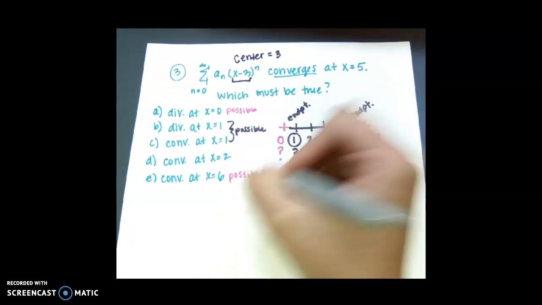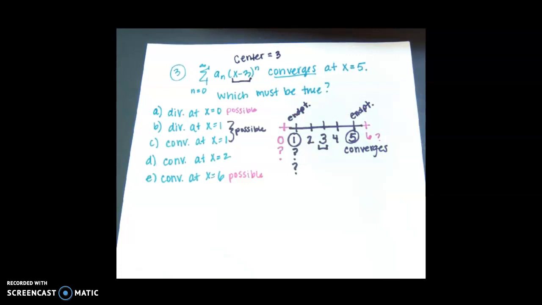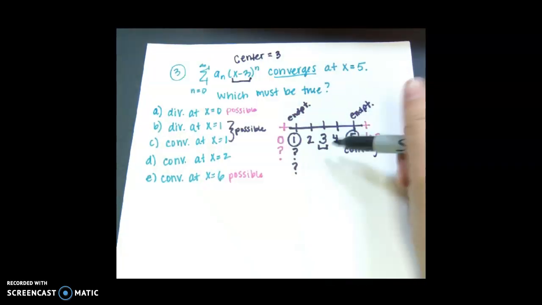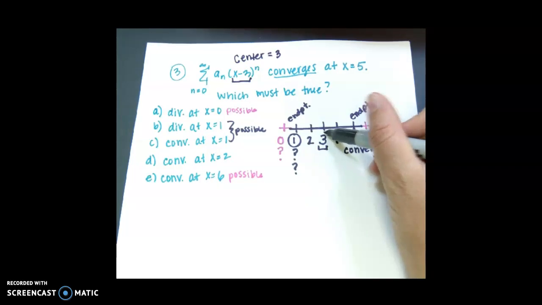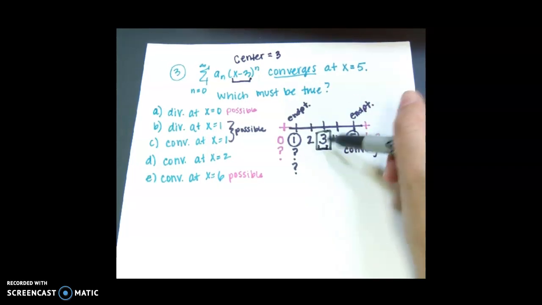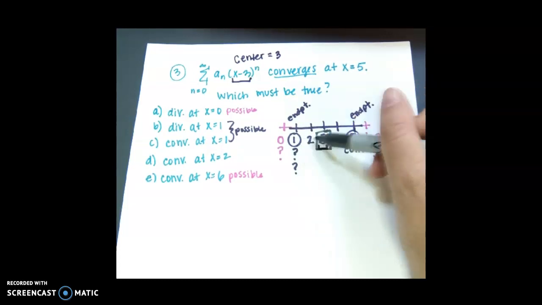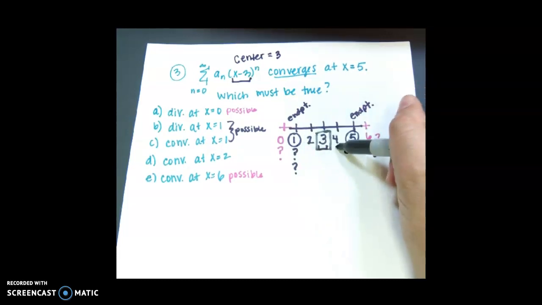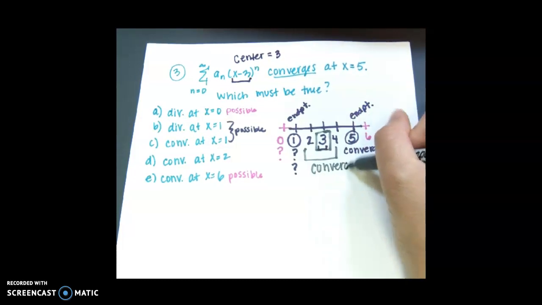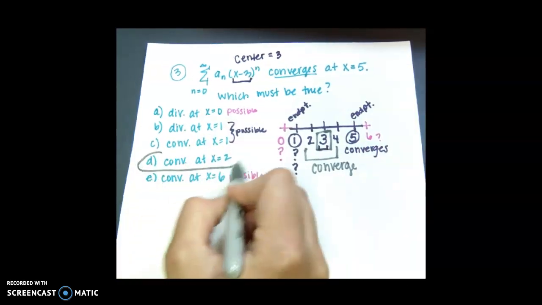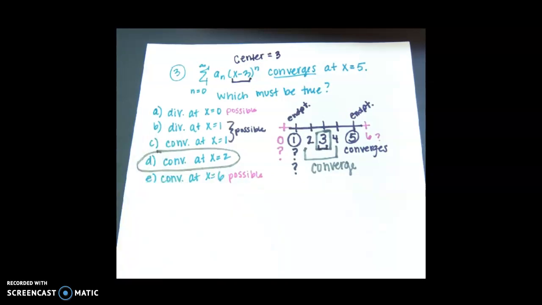So the only one we know for sure that definitely converges is 2. And the only reason that we know that is because from 3 to 5, we know that that whole section converges around the center 3. So, that means that this section over here would also have to converge. So because we know this 4 converges and this 2 converges, these two definitely converge. So D, converges at x equals 2, is the only one that we know for sure is true.